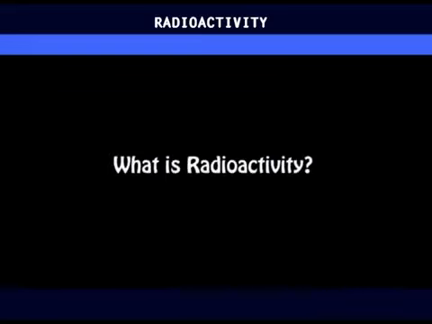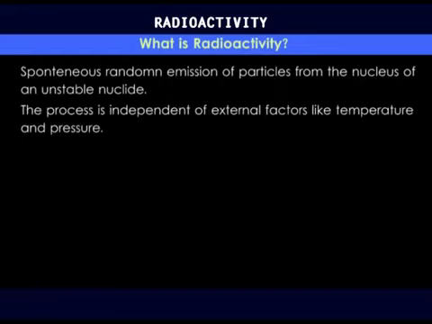So radioactivity is the spontaneous random emission of particles from the nucleus of an unstable nuclide. The process of radioactivity is not affected by such external factors as temperature, pressure, or chemical composition. When a nuclide emits the radiation, it is said to undergo radioactive decay. During radioactive decay, the nuclide will emit alpha or beta particles, and this may be accompanied by a release of energy in the form of gamma radiations.